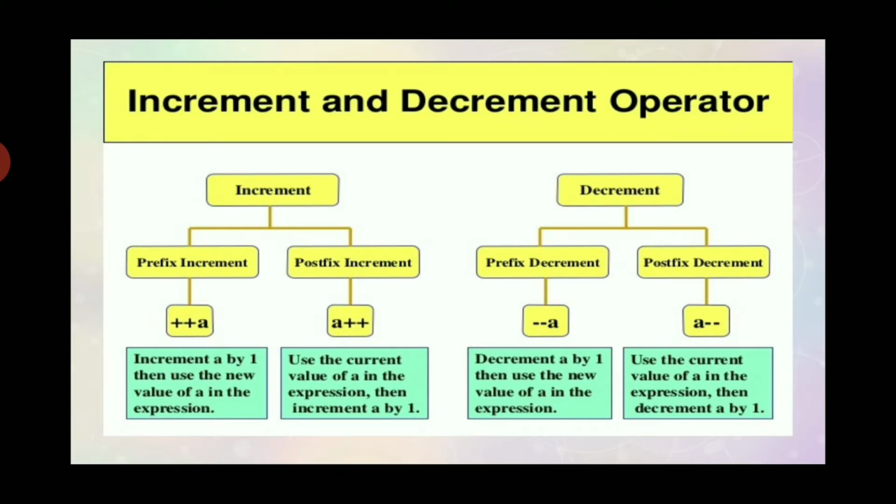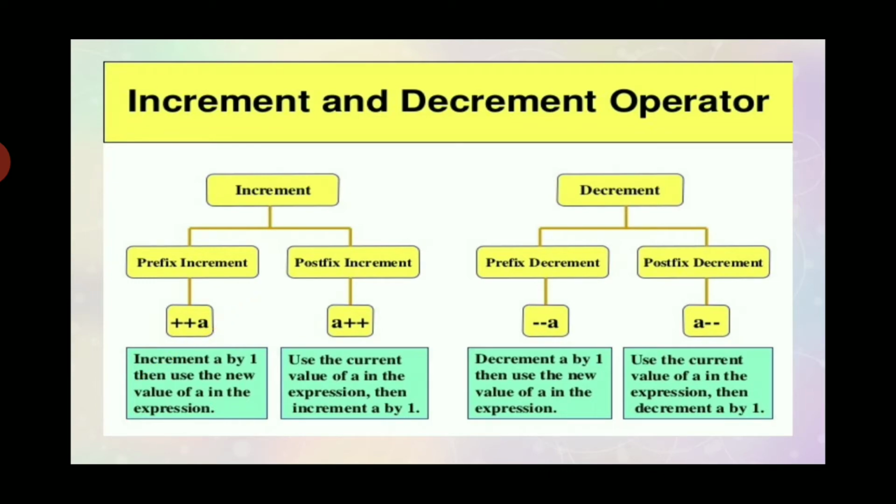Increment simply means adding 1 to the variable. Suppose your value of a is 1, and when you increment it, it will become 2. Same as decrement, minus 1. Now see, both increment and decrement are of two types, prefix and postfix. One thing is common here: in both cases, prefix and postfix, when you are incrementing, 1 will get added. But you have to be very clear about which value will get used here.